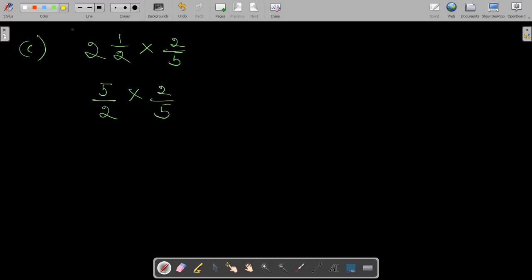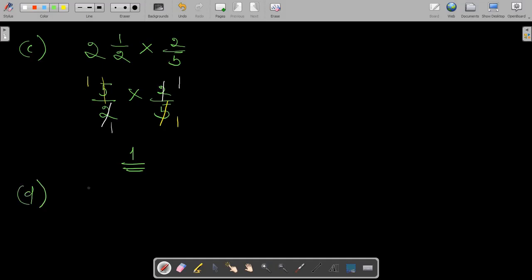Let's go. So I notice here now that 5 can cancel out here. This diagonal, 5 goes here, 1. 5 goes here, 1. I notice here also that 2 can cancel here, 1. So the final answer to this question is 1. So you can see no other number remaining there. So let's go to the fourth question, the D part.